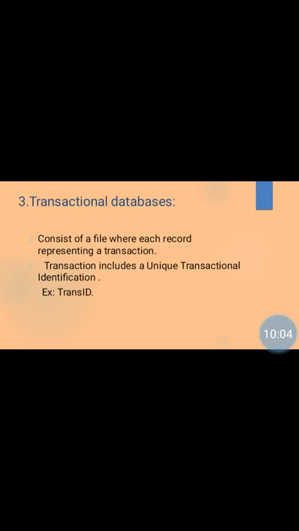And third one is transactional databases. It consists of a file where each record represents a transaction. The transaction includes a unique transactional identification, for example, trans ID.